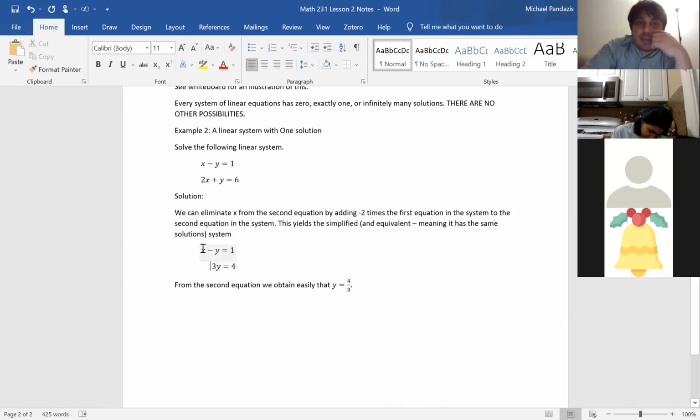And so that was the point of doing this algebra, to get a system in which getting the answer is easier. That's what simplified means, right? Having a simplified problem means having an easier to get solution. And so you simplify the system so that finding its solutions is easier. Okay, so from the second equation, we obtain easily that y equals 4/3.